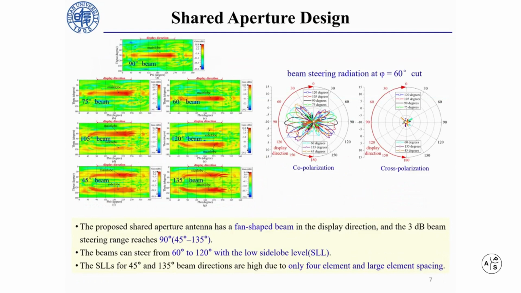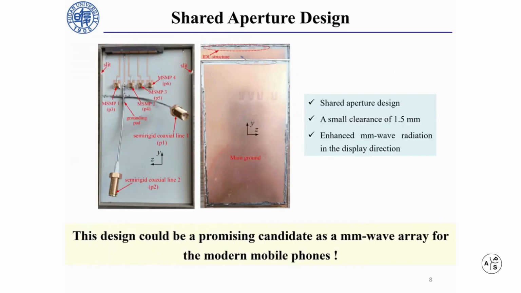The proposed array has a fan-shaped beam in the display direction, and the 3dB beam steering range reaches 90 degrees. The beams can steer from 60 degrees to 120 degrees with low side lobe level. The side lobe levels for 45 degrees and 135 degrees beam directions are high due to only 4 elements and large element spacing. A prototype is fabricated and tested, and the measured and simulated results are in good agreement.